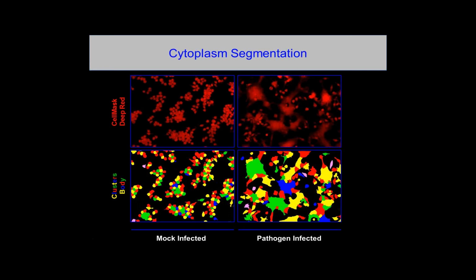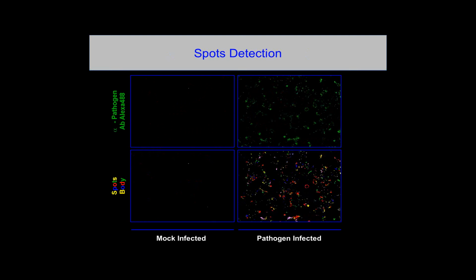The next step was using the clustered nuclei as feeding objects to expand the cytoplasm. And we used the deep red channel to find the edges of the cells. And as you can immediately see in the lower panels, in the infected samples, the MNGCs tend to be, as expected, much larger than non-infected cells. But also you can see that there are other cells that are infected but are not large.